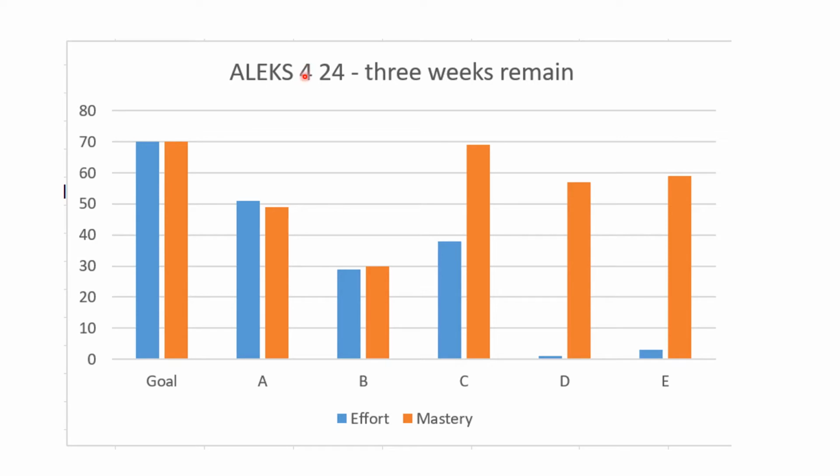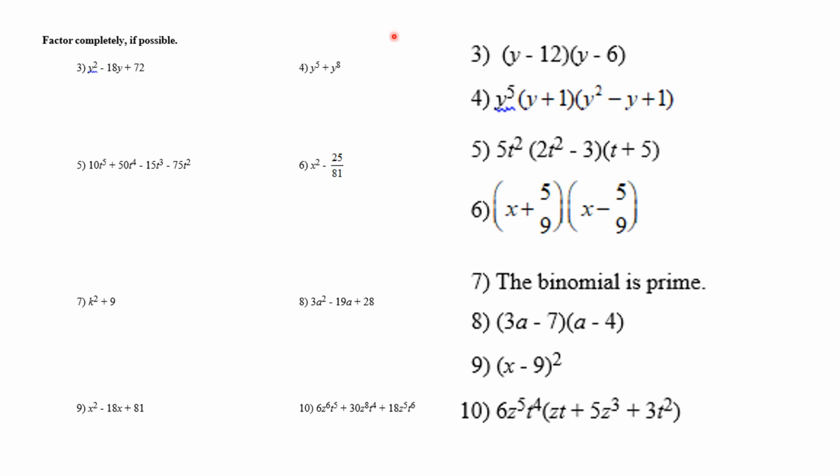So here is ALEKS. When I checked, 3 weeks remain. These are your goals, the mandatory minimums, and that's where you stand. I'm going over the quiz now. So the answers to these 8 problems are shown over here. We were factoring all of them, and this one was prime. It could not be factored.